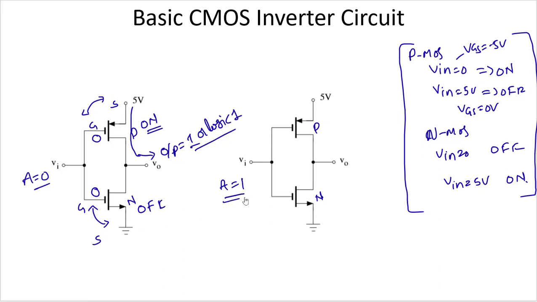Whereas in case of when A equals 1, that means 5 volts you applied, 0 means 0 volts here. When you apply 5 volts, this VGS becomes 0 volts, because 5 minus 5 will be 0. So that means this will be off, and this VGS becomes 5 volts. That means this will be on.